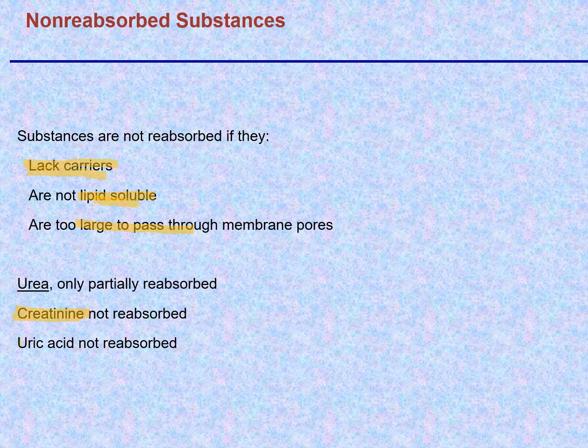The other thing that doesn't get reabsorbed is uric acid. We'll talk about urea and uric acid probably later, but it's important to understand this idea of creatinine, I would say. In fact, a good measure of overall renal function is creatinine, what's called creatinine clearance.